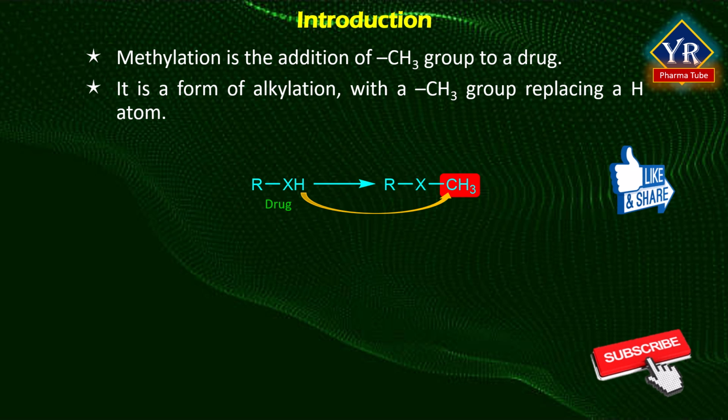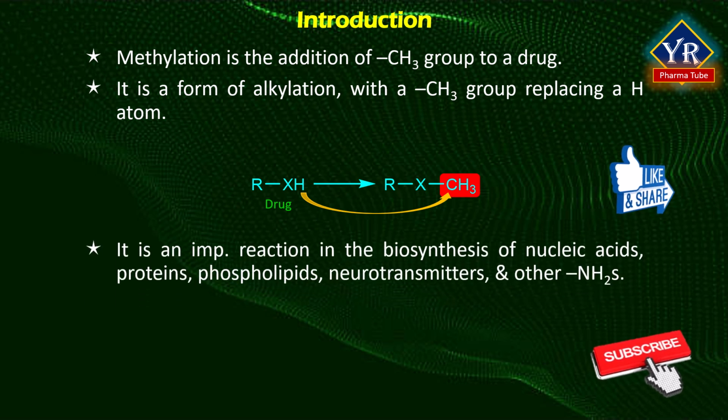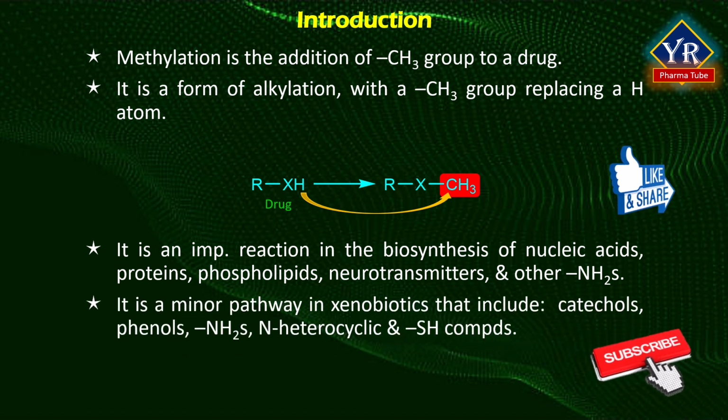Methylation is a form of alkylation with a methyl group replacing a hydrogen atom. Methylation is extremely important in the biosynthesis of nucleic acids, proteins, phospholipids, neurotransmitters, and other amines. In contrast, methylation is a minor metabolic pathway that is seen in the xenobiotics or the foreign compounds that contain catechol, phenolic hydroxyl groups, amines, also N-heterocyclic compounds, and sulfhydryl groups.